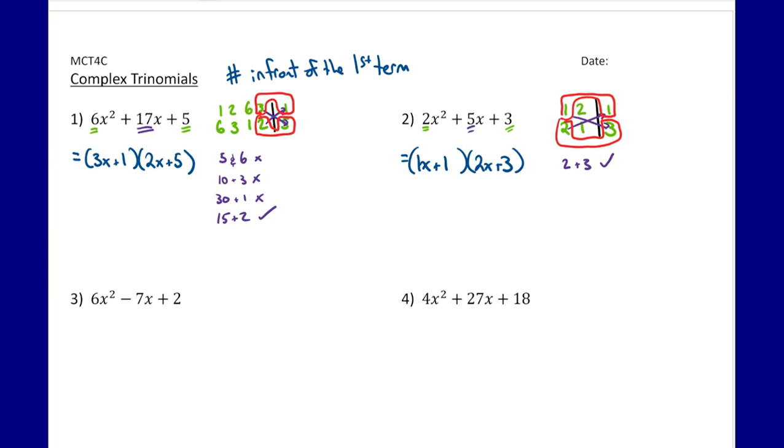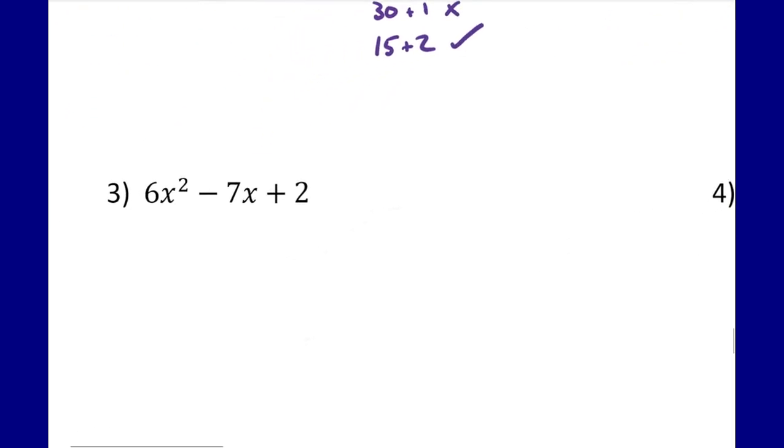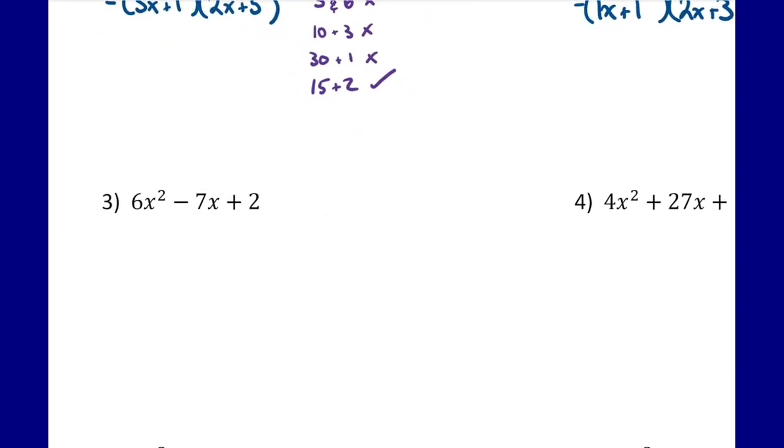Let's look at the third example: 6x squared minus 7x plus 2. We're going to use this new method for this one, and then we'll do the old method for the next two. Right now, we're going to look for the factors of 6. We're going to start with the smaller number on top. So 1 times 6, 2 times 3. That's it. Now let's reverse them: 6 times 1, 3 times 2. We're going to draw a line. Let's do our last term. 1 times 2. Again, that's it.